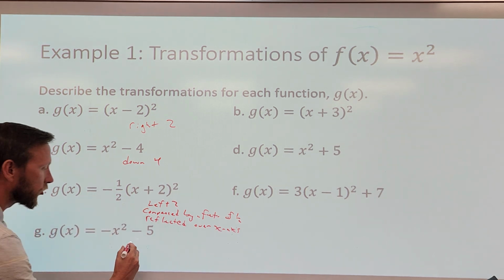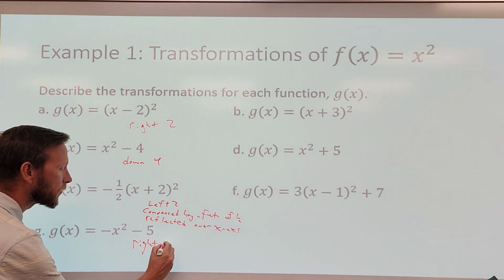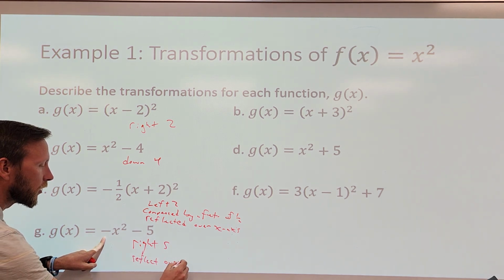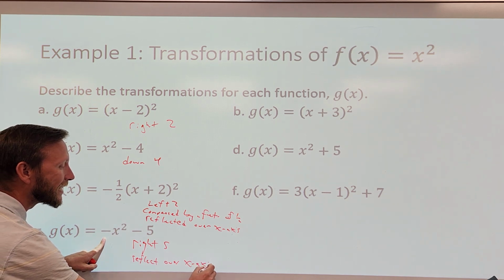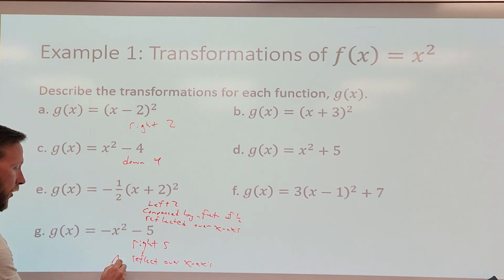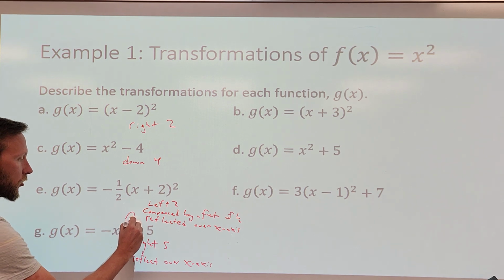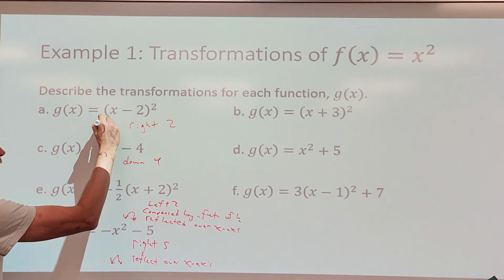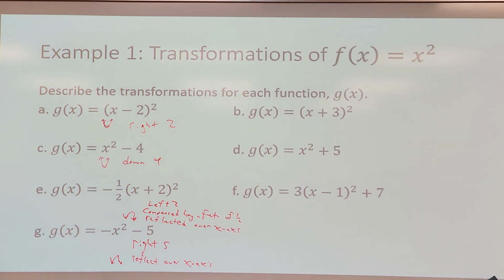Here again, two things. We're going to go to the right 5, and then we are going to flip it, or reflect it, over the x-axis. It's going to open downward. The picture's going to look like this. All right? And so that's all that we're talking about.